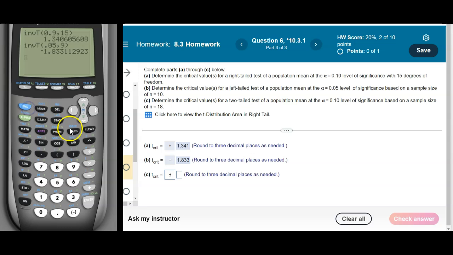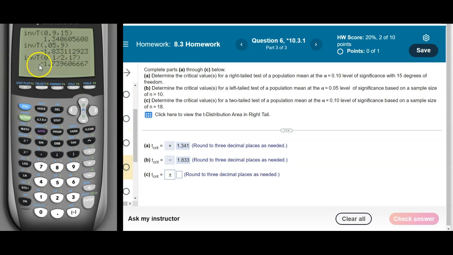I'm going to do again inverse t, so second vars, inverse t, not inverse norm, inverse t. Right, the area again, it's half of that 0.1. So 0.1 divided by 2 is 0.05. You could also just type 0.1 divided by 2 in there, and it'll calculate it for you. The degrees of freedom is 18 minus 1, so that's 17. Paste it in there. So plus and minus again.